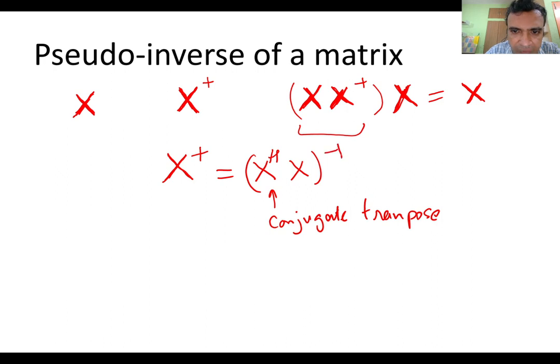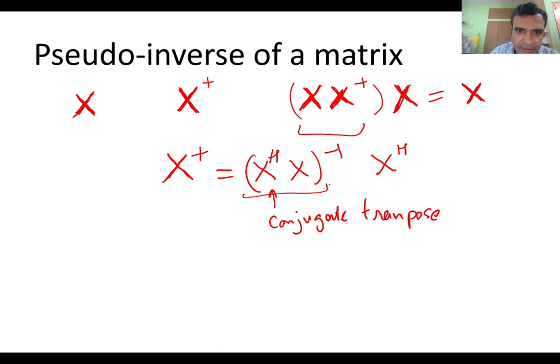And this has to be invertible. The conjugate transpose times X has to be invertible, and so we'll take the inverse of that, and then we will take the conjugate transpose. So this is the definition, and with this we can almost make it act like an inverse of X. And here it does not matter if the original X is invertible or not. Now keep in mind that for this to be invertible, this is going to be a square matrix.